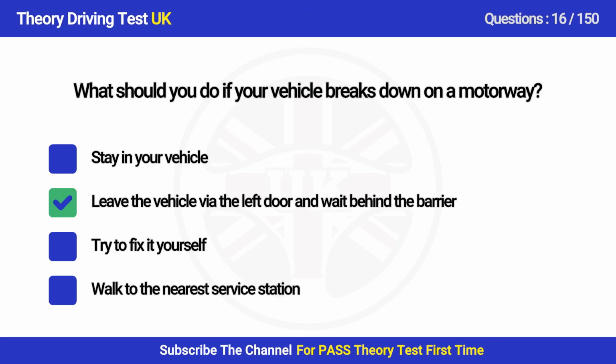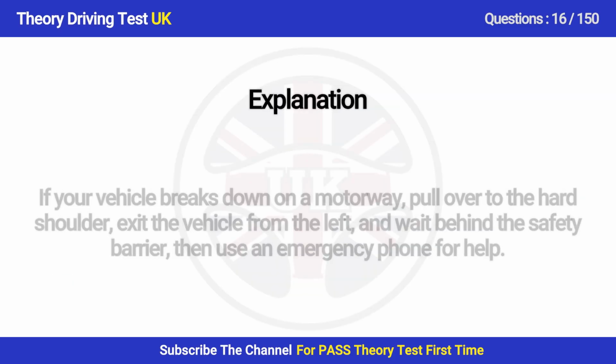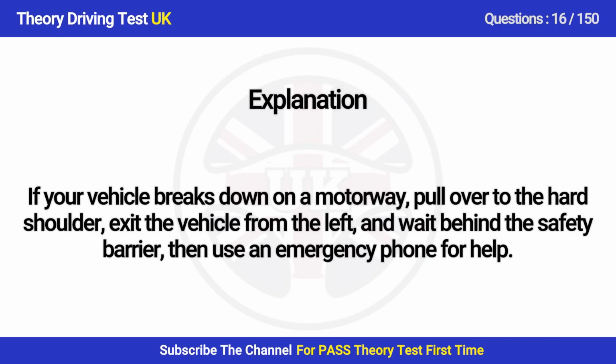Answer is B. Leave the vehicle via the left door and wait behind the barrier. If your vehicle breaks down on a motorway, pull over to the hard shoulder, exit the vehicle from the left, and wait behind the safety barrier, then use an emergency phone for help.